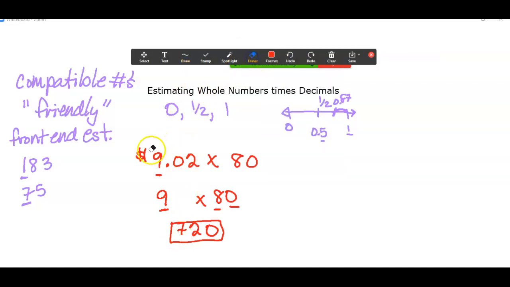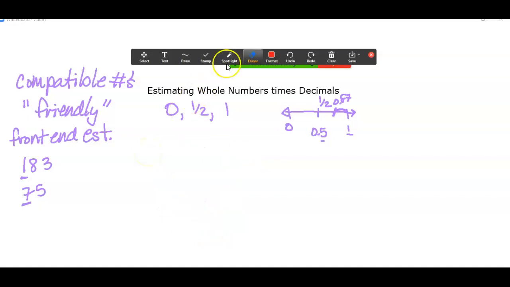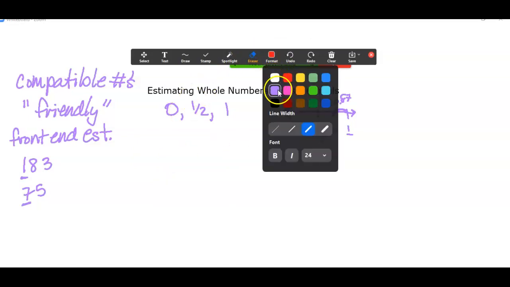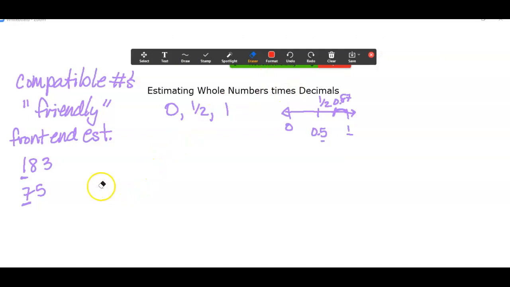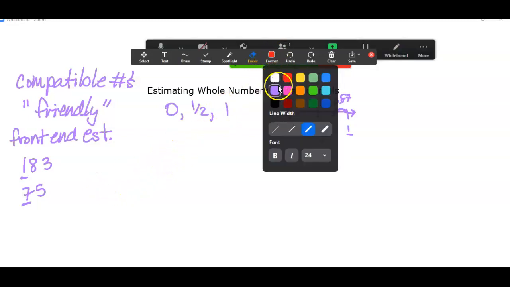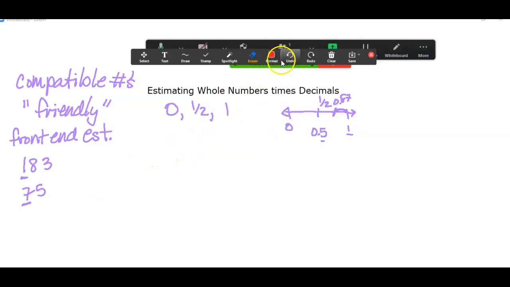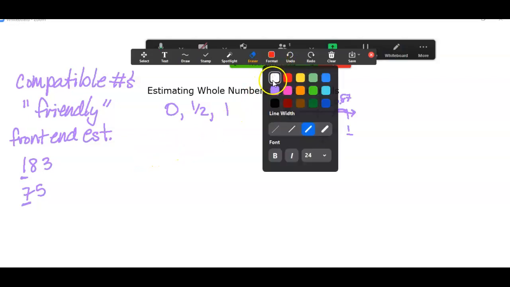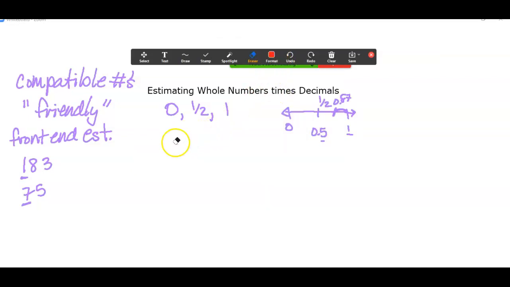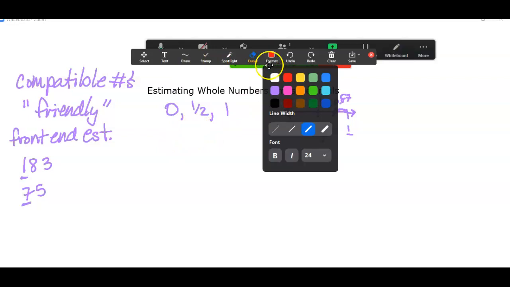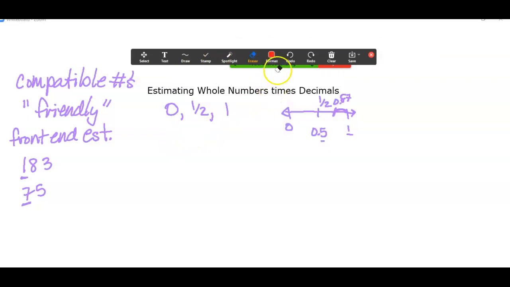All right, let's get some room. We'll do another one. All right, for this one, we have, whoops, what's going on? Come on, you can do it. I don't know why it keeps doing that. Let's see about a different color.